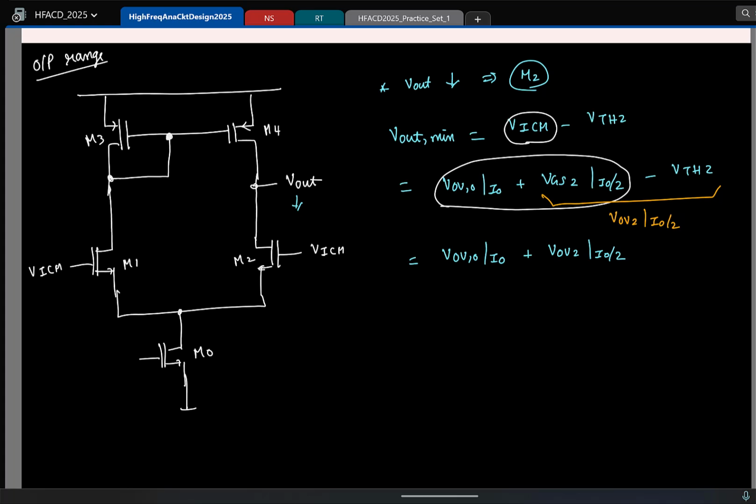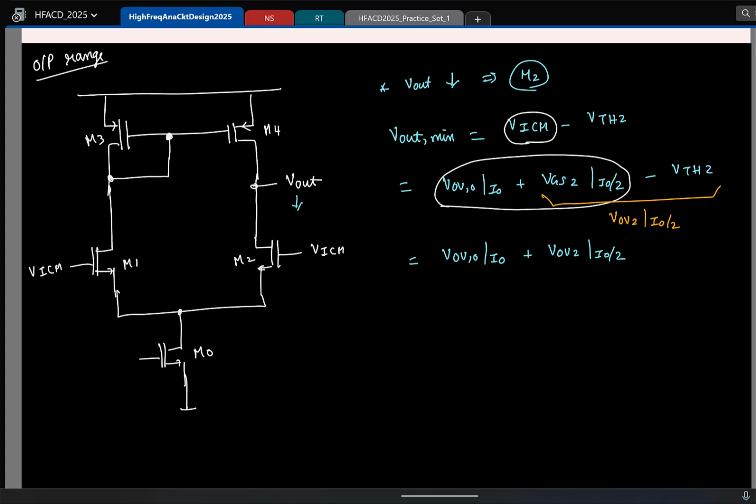So you can think about it this way. Ideally, what would you like the minimum value of Vout to be? 0. But it cannot go to 0 because you have to keep 2 transistors in saturation, which means I need to spend a drain to source voltage of M2 and a drain to source voltage of M0. So the minimum drain to source voltage of M2 is overdrive of M2. Minimum drain to source voltage of M0 is overdrive of M0.